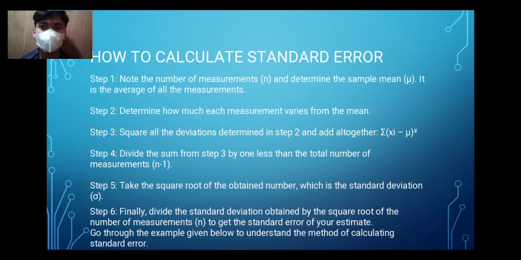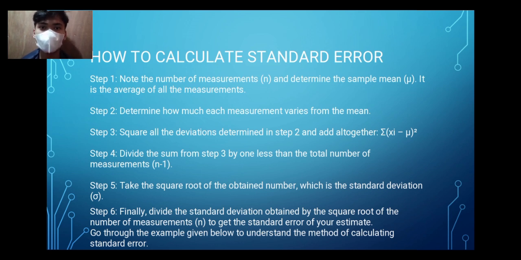Once you've done that, step 4, divide the sum from step 3 by 1 less than the total number of measurements, or the n minus 1. Then, take the square root of the obtained number. Step 5, take the square root of the obtained number, which is the standard deviation. Finally, you need to obtain the square root of the number to get the standard error estimate.